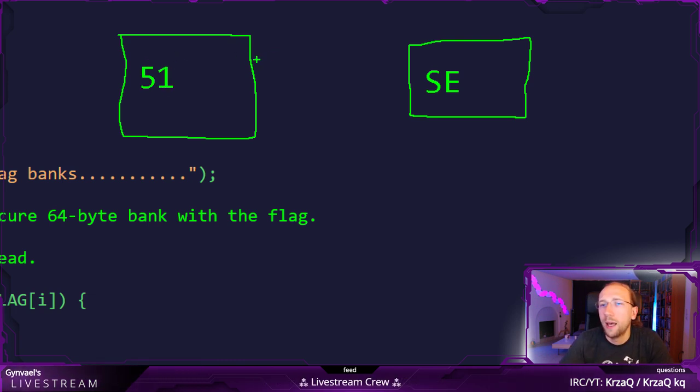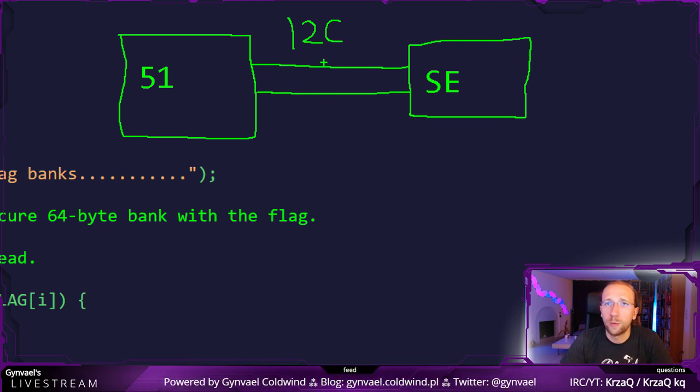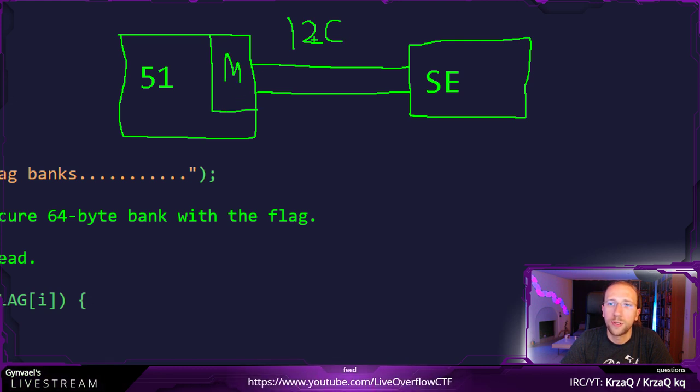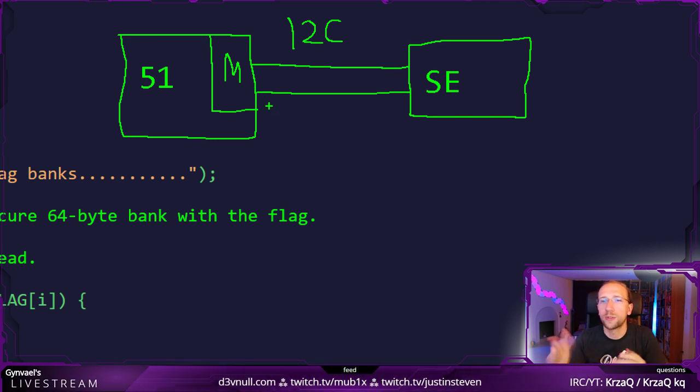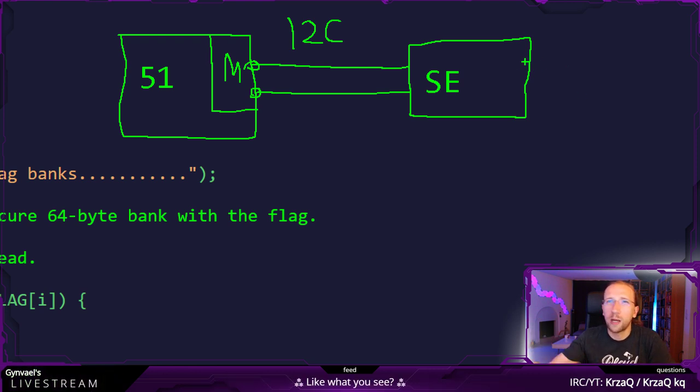That's 51. And these are connected using the two I2C wires, right? One is for the data and the other is for clocking the I2C connection. We also know that this is probably handled by the master, the I2C-M, which we can use, but there is also raw access to it, so we can probably directly bit bang the I2C protocol if needed as well.